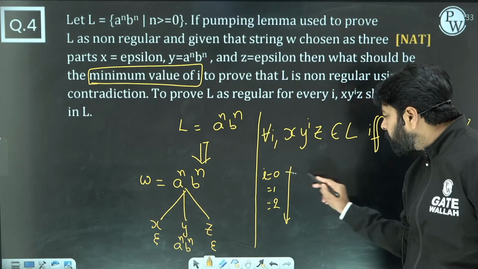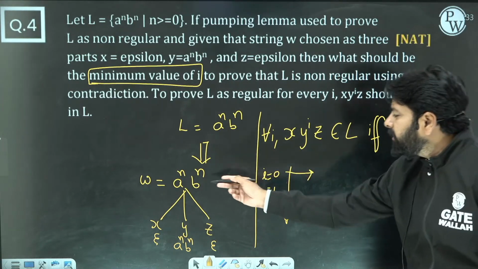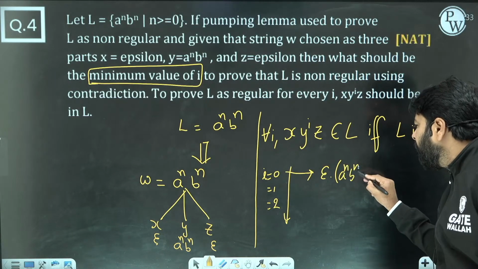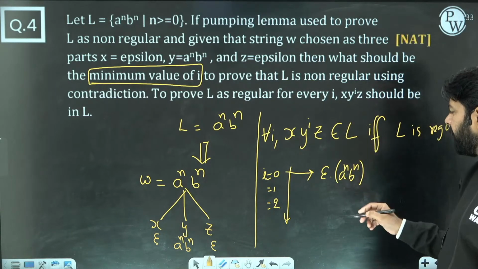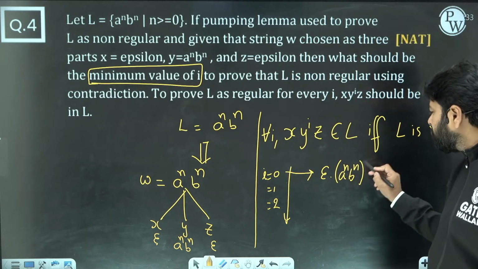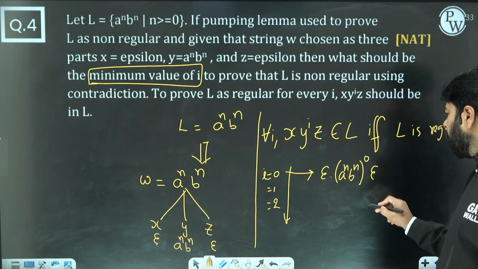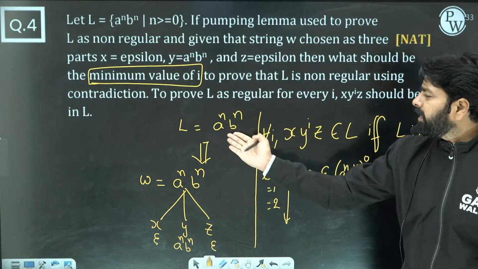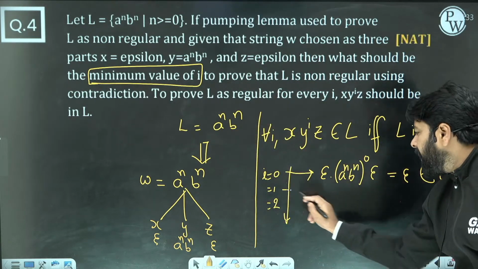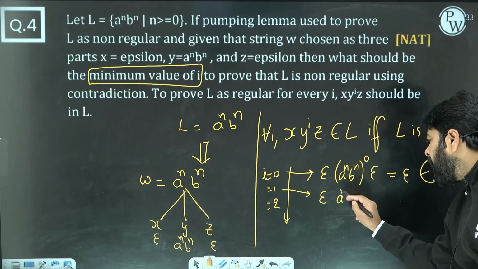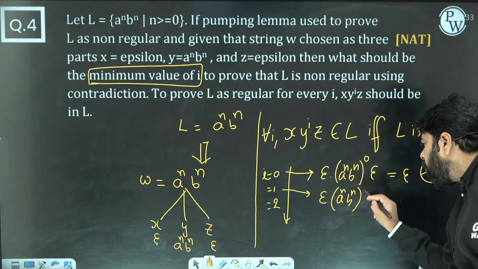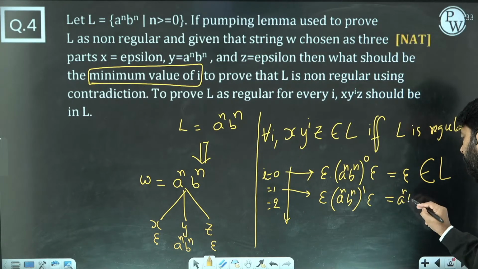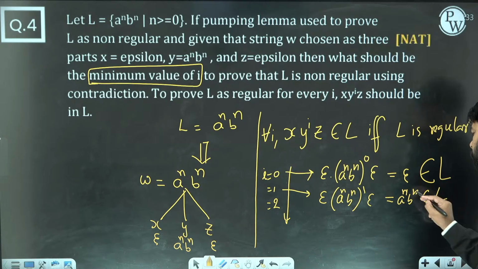When you put i equal to 0, what happens here? The x is epsilon, y is a^n b^n, and that to the power 0 gives epsilon. So this is equal to epsilon, which belongs to L, because epsilon is there in L. Next, when i is equal to 1, epsilon, a^n b^n to the power 1, epsilon, that equals a^n b^n. That also belongs to L.